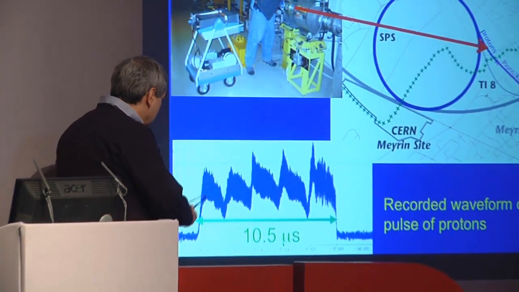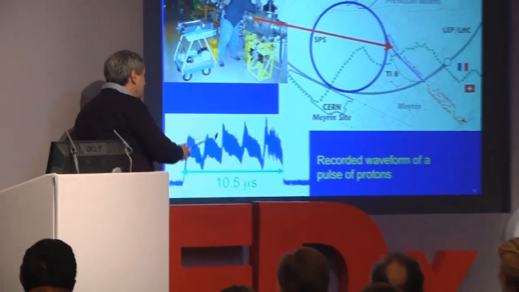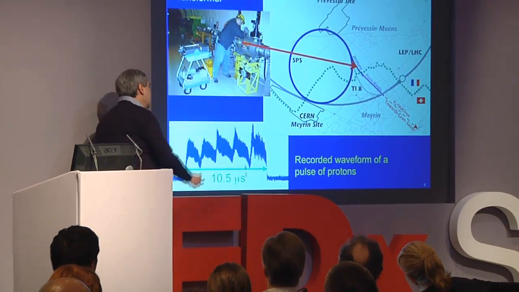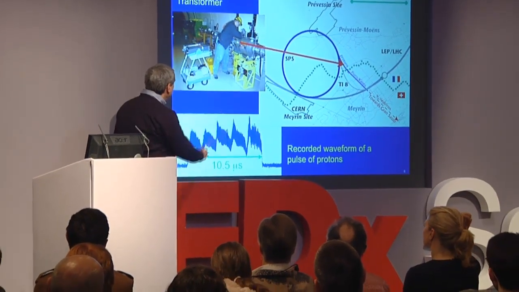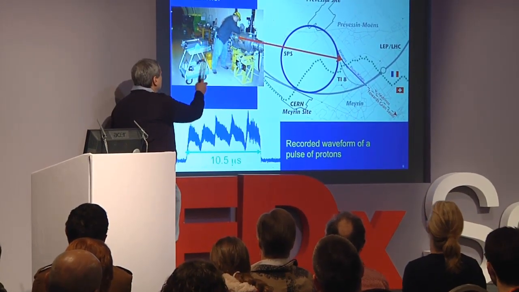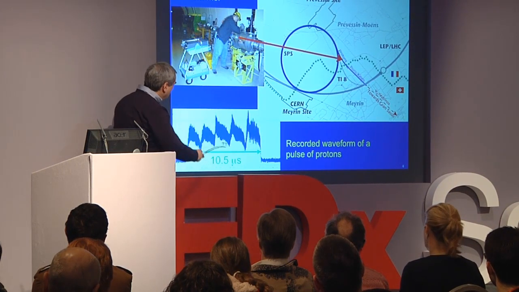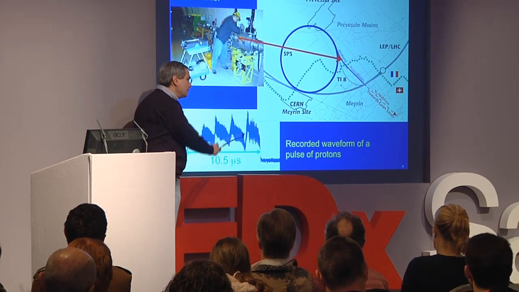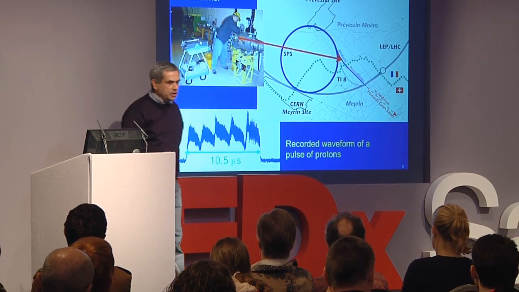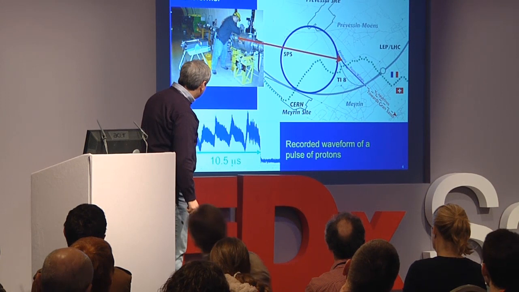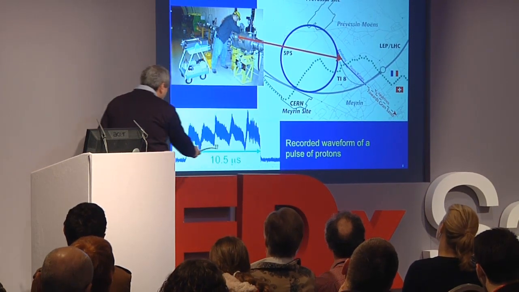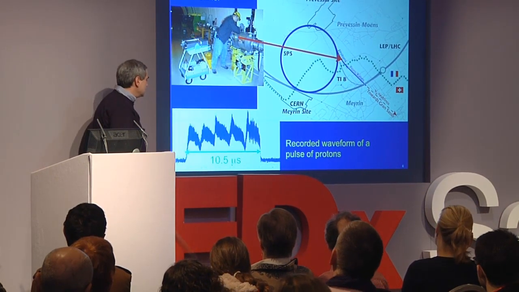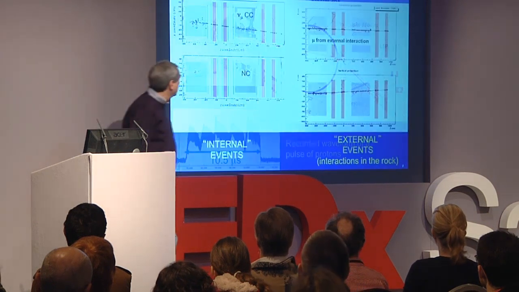It looks something like this recorded waveform. This is what you would see on an oscilloscope. We measure that with this instrument, which is on the accelerator. And all these waveforms we store, because we can use them to compare their timing with what we observe in Gran Sasso. You see that this electrical pulse lasts about 10 microseconds.